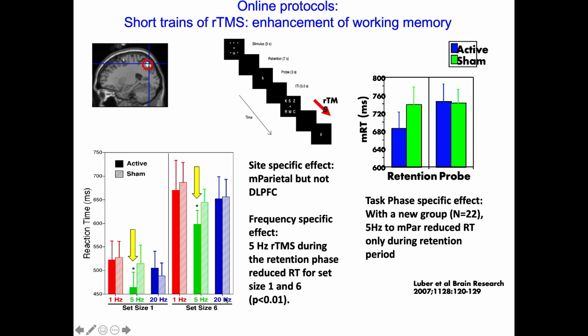So 1 hertz and 20 hertz doesn't show very much. This is with a set size of 6 letters. You can see that I've sped up the reaction time to these letters if I stimulate the parietal area at 5 hertz during this delay period. And that also happens at set size of 1 as well. If I stimulate later, like during the probe period, I don't see a difference between active and sham, but I was able to replicate in a different group this same facilitation of reaction time, enhancement of performance, by stimulating during the retention period.